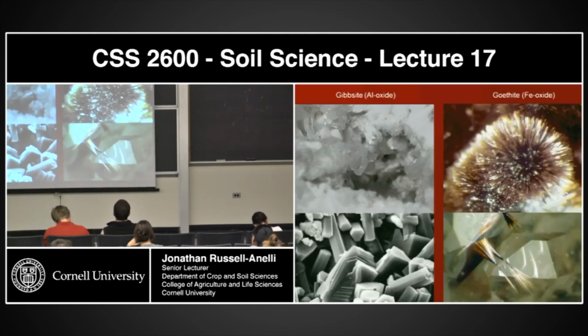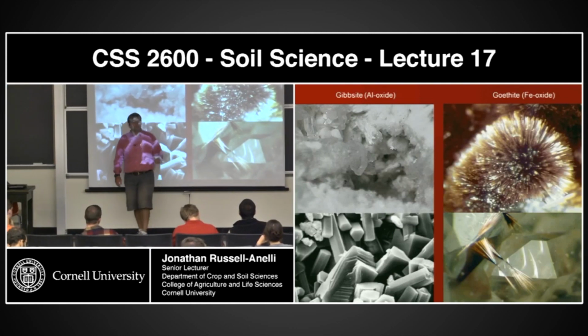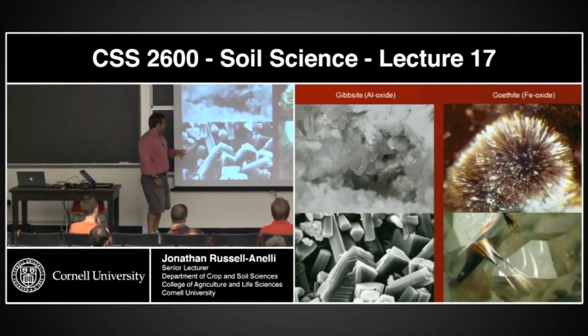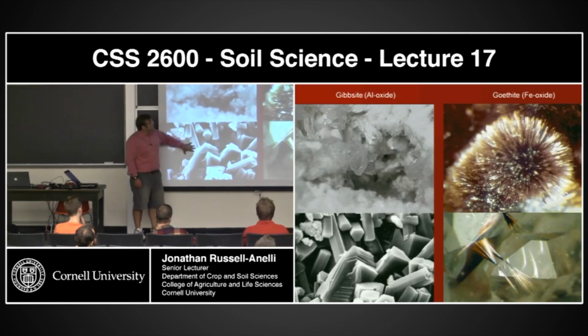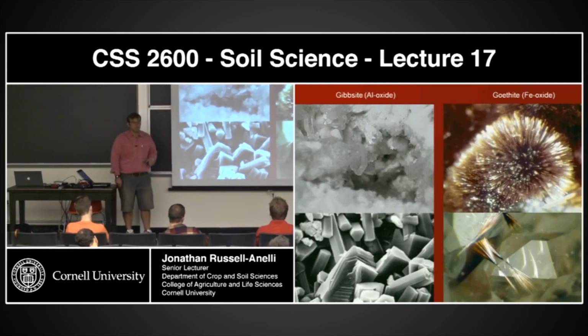Okay, this is what these things look like. Here's a gibbsite and there's a goethite. Actually very pretty. These are related to fool's gold. Does anybody know fool's gold? Iron pyrite. Okay, very similar. Okay, they can form rather large structures. But these are variants of gibbsite and goethite.